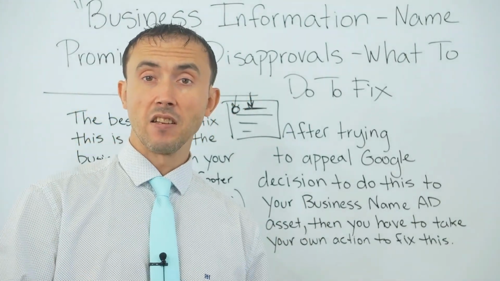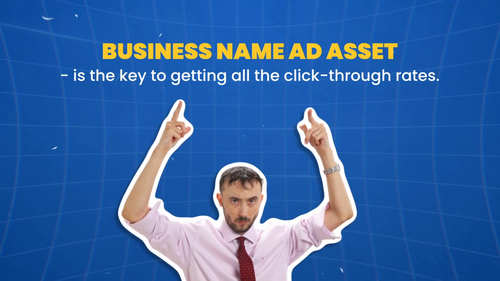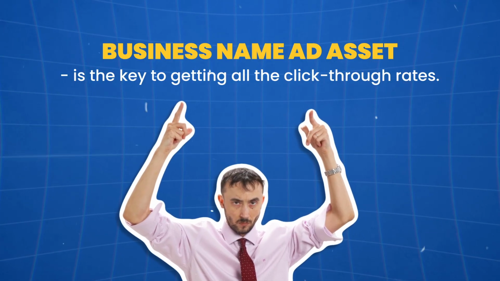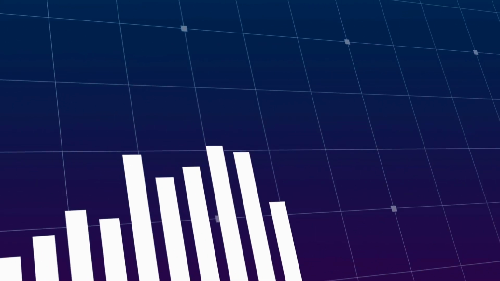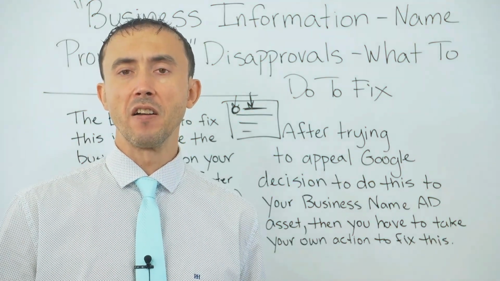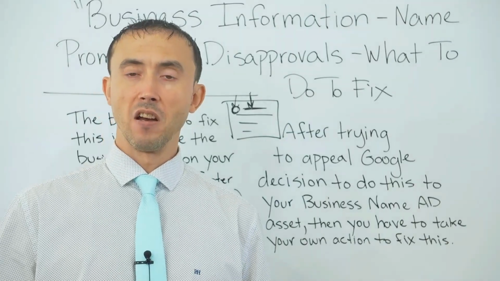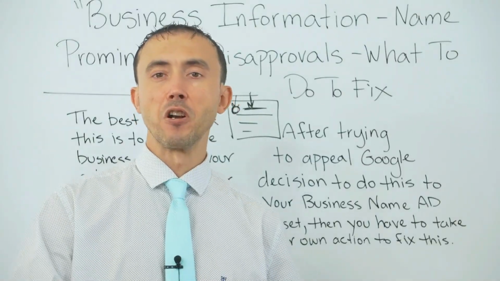If you haven't seen my other videos, you should know that the business name ad asset is key in getting all the click-through rate that you should be able to get from your ads, and in making your ad as competitive and profitable as it possibly can be, because it's going to increase your click-through rate a good 20% or so, just by having that one simple thing on there. I'd even say, and I haven't confirmed this yet, it'll increase the conversion rate of your site as well.